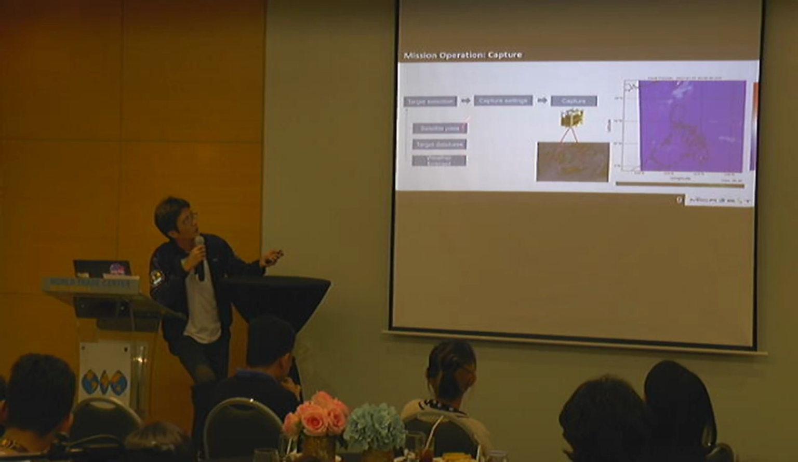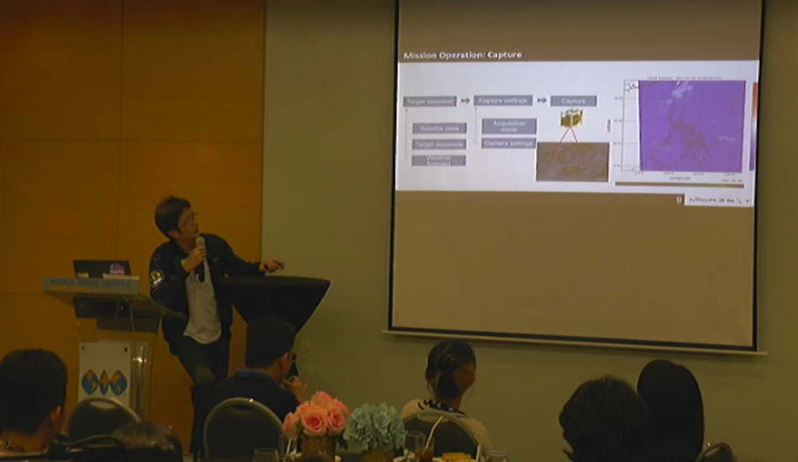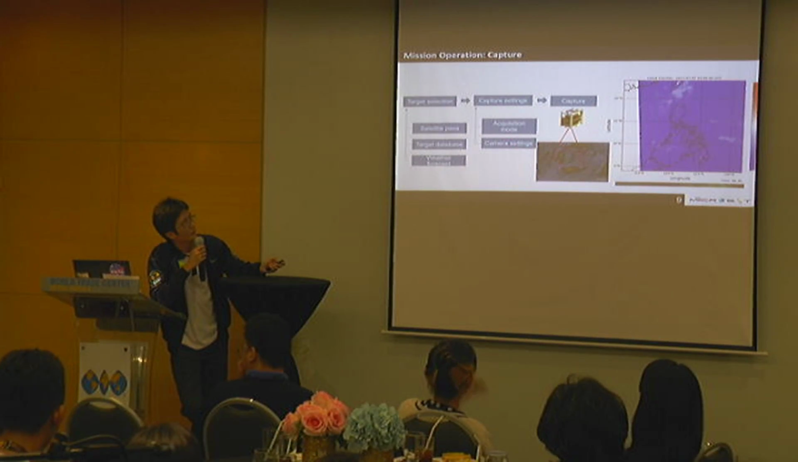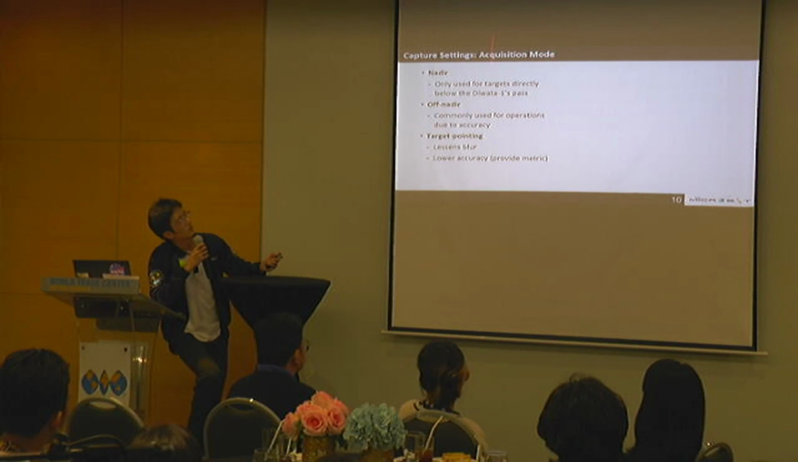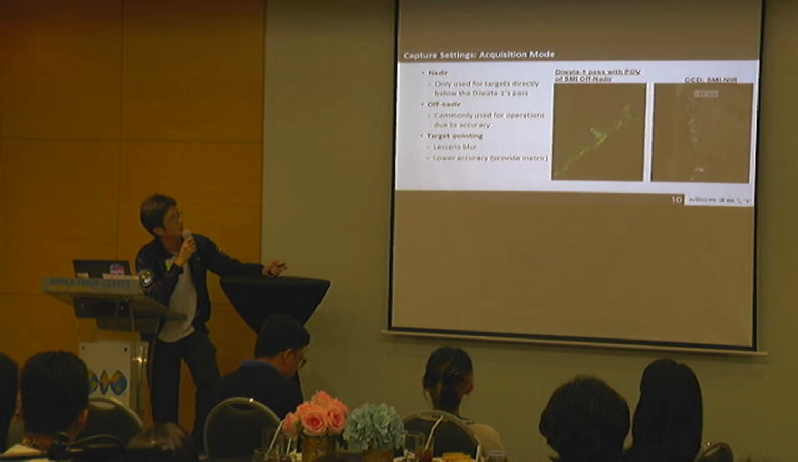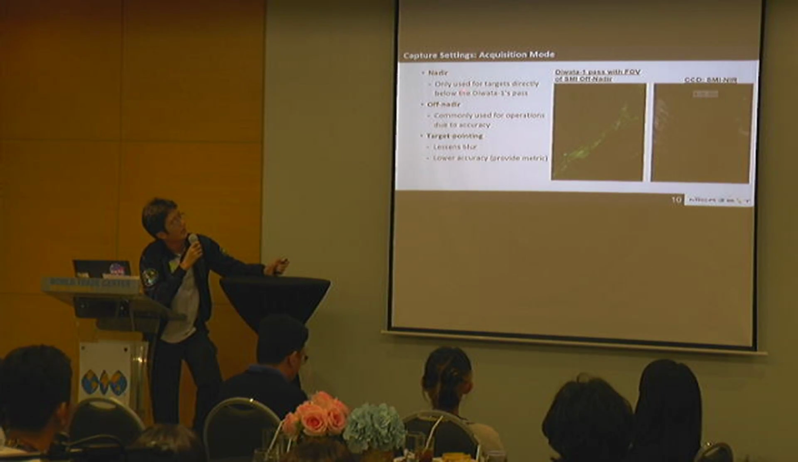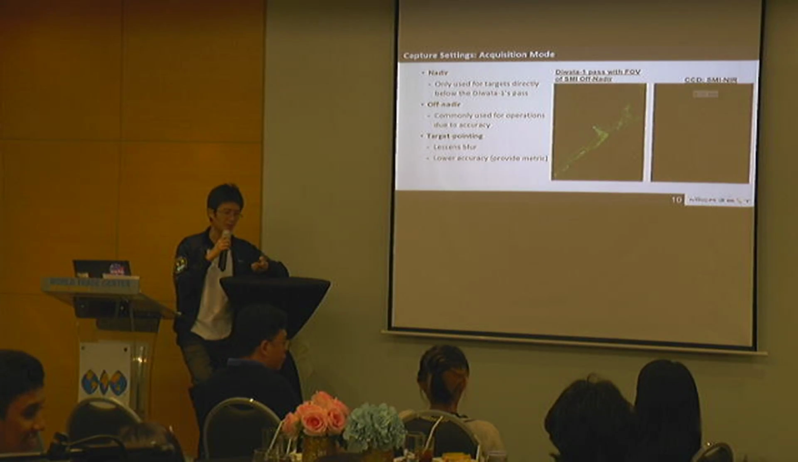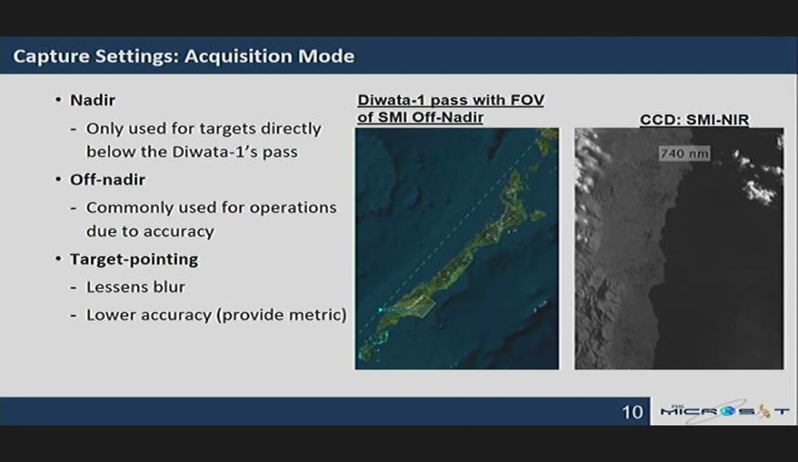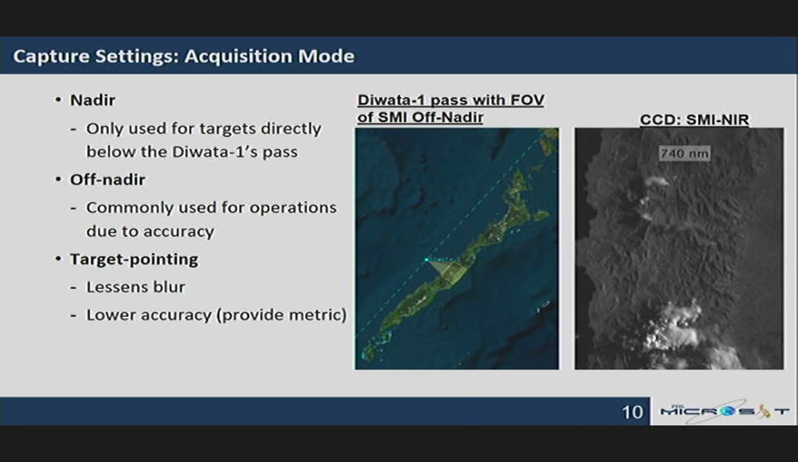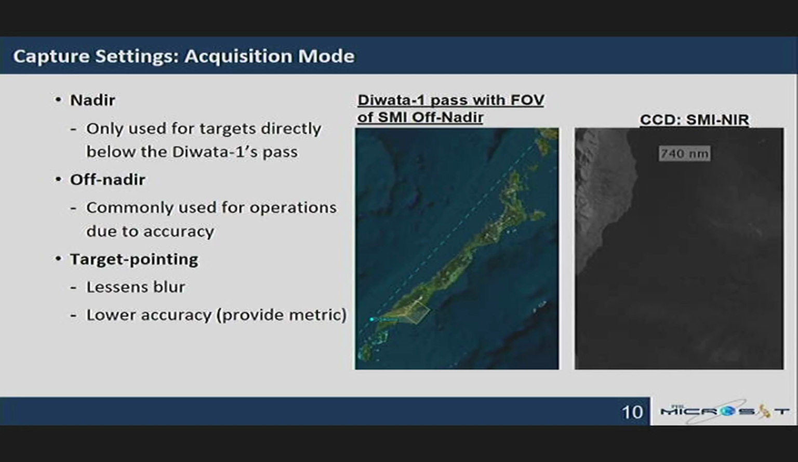And then we now go to the capture settings. So in capture settings, we need to know the acquisition mode and the camera settings. So first, acquisition mode. So we have nadir, off nadir, and target pointing. So what are these? These are actually types of modes of how we want to orient Diwata while it's capturing images. So first I'll discuss nadir and off nadir. So imagine you're Diwata 1 and you're flying really, really fast over the Philippines at 7.4 kilometers per second.